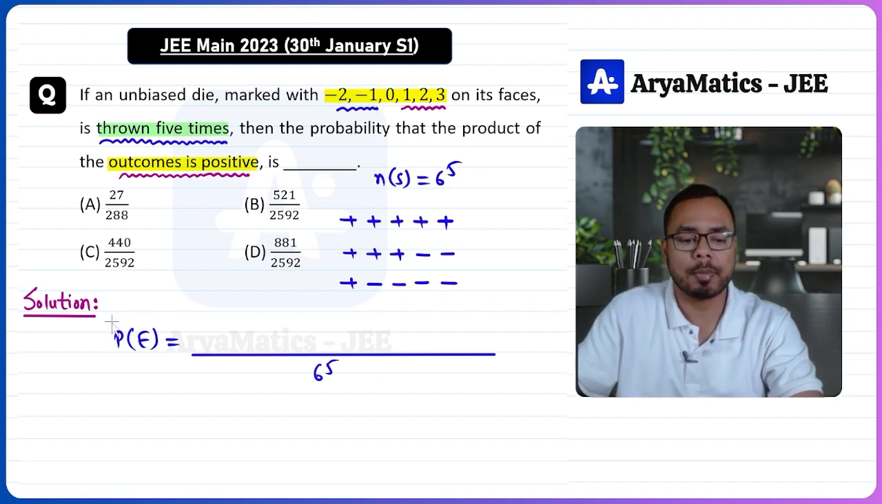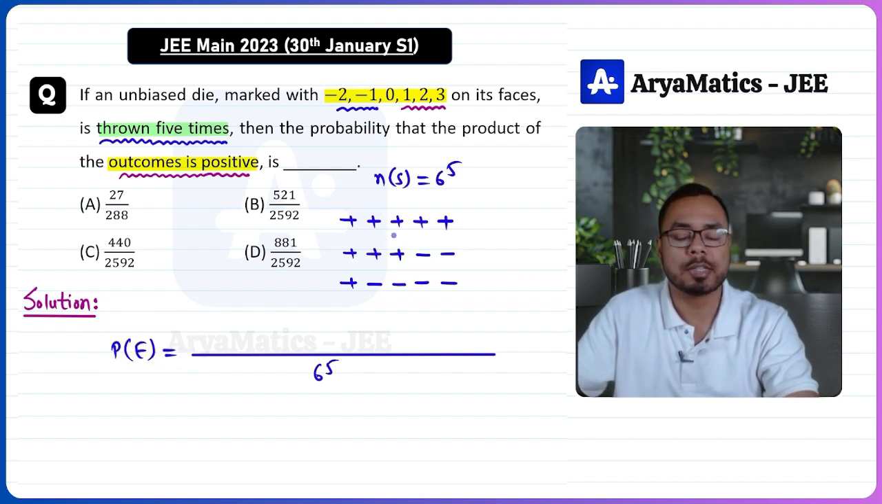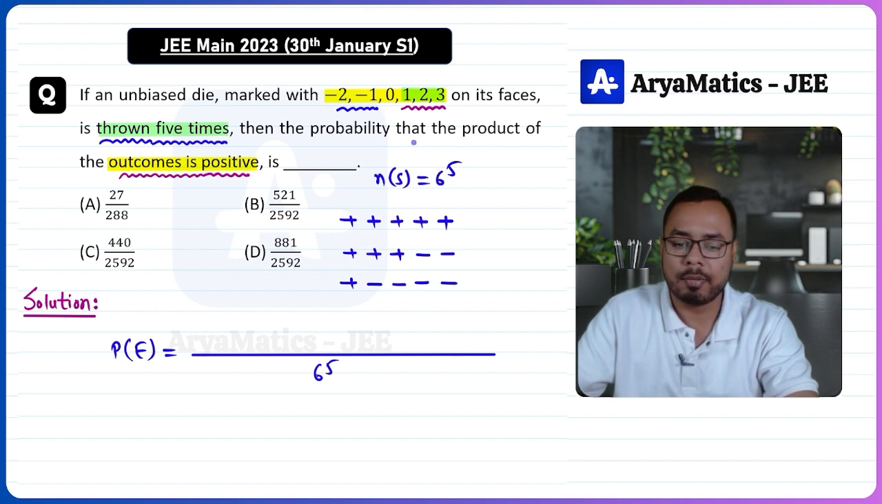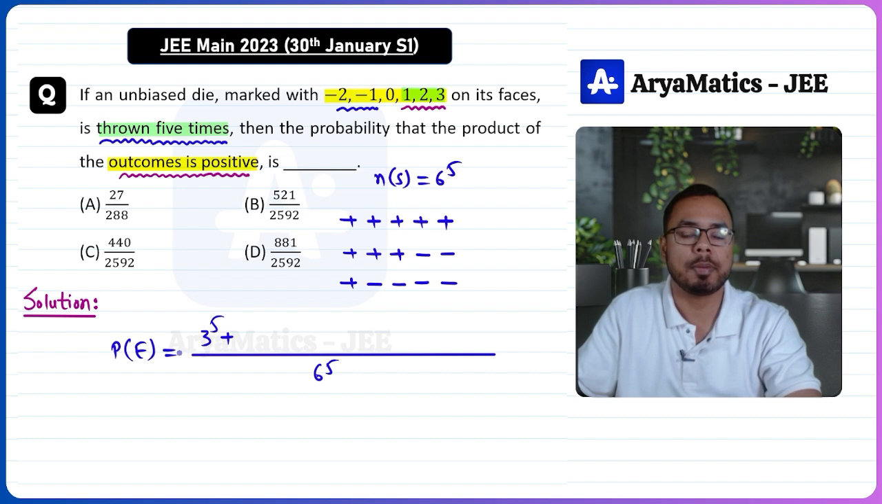Now let us talk about the number of favorable cases. Favorable cases means these 3 cases. One case is where all 5 outcomes are positive. If all 5 outcomes are positive, for the first outcome we have 3 options, we can take any one of these 3 positive numbers. For the next outcome again we have 3 options. So in this case you will get 3 raised to 5 favorable cases. First one is positive, 3 options, next one is positive, another 3 options, and so on.